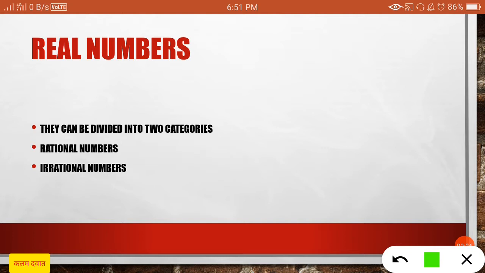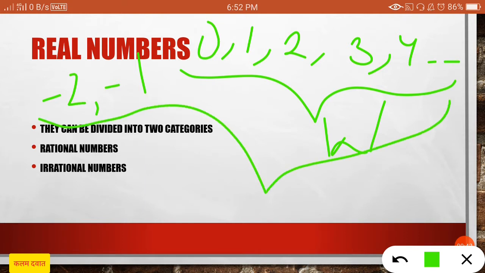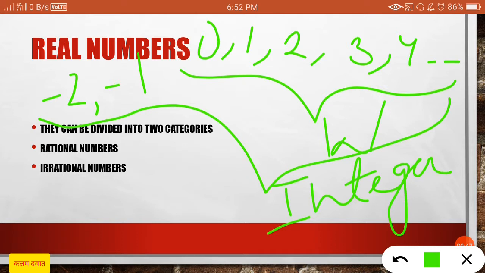The numbers which help us in counting are called natural numbers, like 1, 2, 3 and so on. If 0 is included in them, they become whole numbers, denoted by W. If we include negative numbers also in them, they become integers, denoted by Z. So this we have done in our previous video.